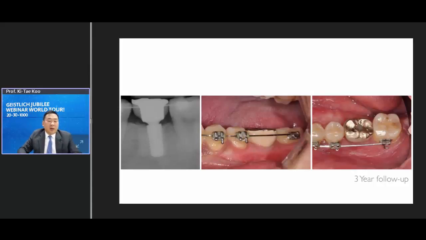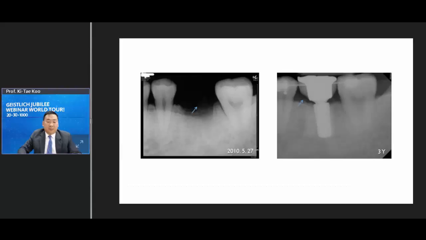And we could see the 3-year follow-up of the patient. Also another X-ray showing well-maintained ridge height and clinical presentation of that. However, on the buccal aspect, we do see some slight resorption, and probably due to the flap elevation. So these are the results at 3 years, and quite nice results.